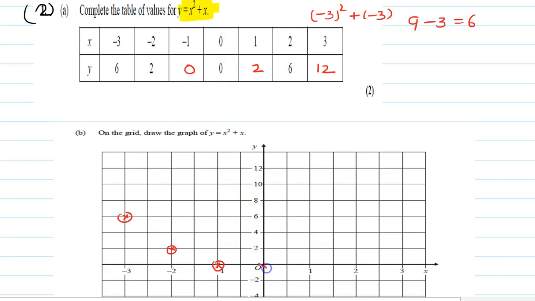Next one is 0, 0. So this is the point. Then 1 and 2, so it will be this point. Then 2 and 6, this is the point. And 3 and 12, so this will be your point.